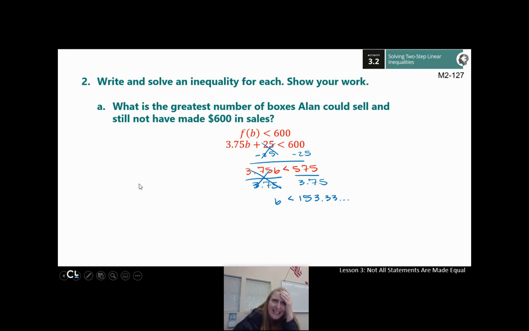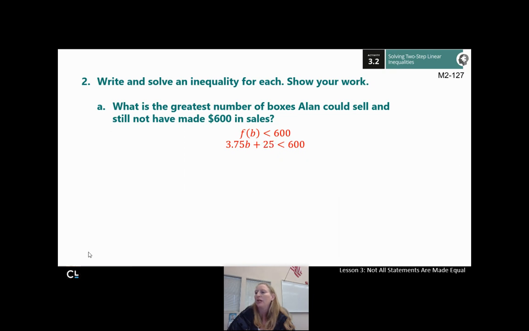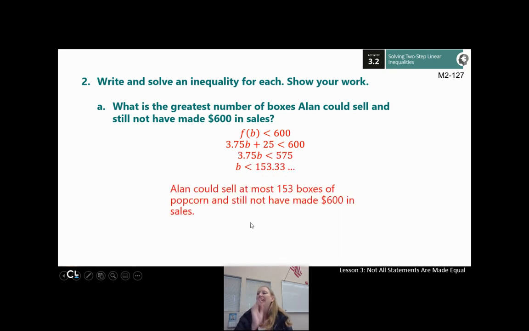Ooh, but again, Alan can't sell fractional boxes. And notice that b needs to be less than that 153.333. So that means that when we round, we've got to round down a little bit this time. So hang on, I'm going to erase this to make it pretty. This means that Alan could sell at most 153 boxes of popcorn and still not have made $600 in sales. Because again, no fractional boxes of popcorn, and now we want b to be smaller than this number, so we'll take it to 153.